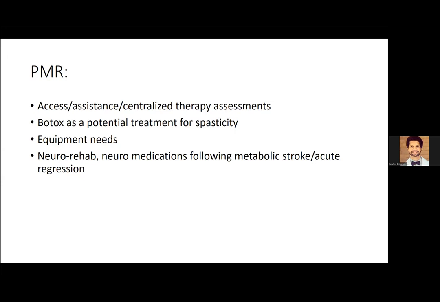And I refer my mito patients to PMR following metabolic strokes or acute regression to help with overall neuro rehabilitation and neuromedications. As you all likely know, the recovery from a metabolic stroke can take time. It can take many months. It can take years, and it's slow. The progress can be made, but it has to be slow and steady.